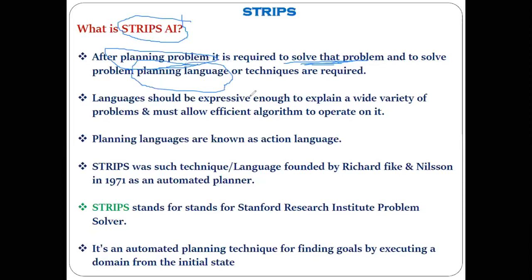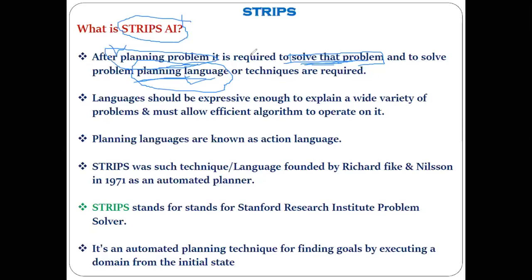Got the point? What we need is some particular planning language to express that planning problem. So expressing some plan using the planning language is the necessary thing to solve the problem. Yes or no? What I said: to solve any problem, first we need to do the planning, correct? And to represent that planning, what are we going to need? A planning language.